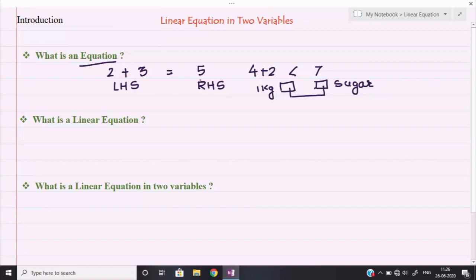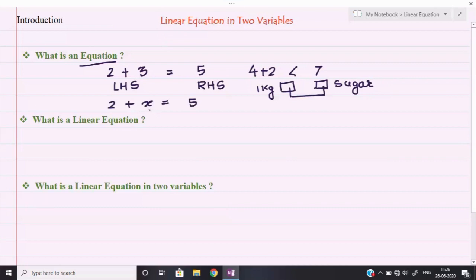Now what does a variable mean? For example, 2 plus 3 is equal to 5, I wrote. If the same equation I write in this manner, 2 plus x is equal to 5, then you observe, in place of 3 I have taken x here, right?